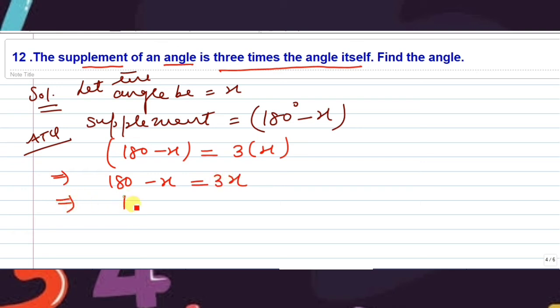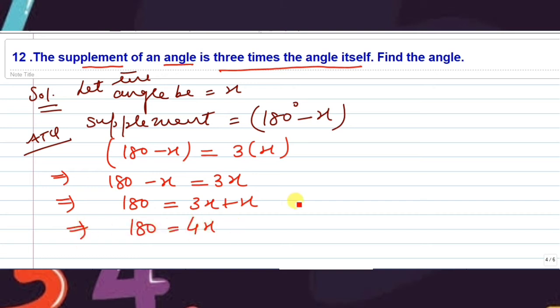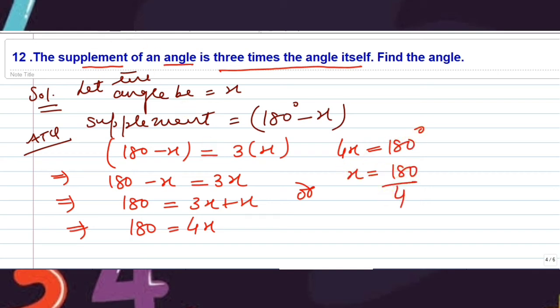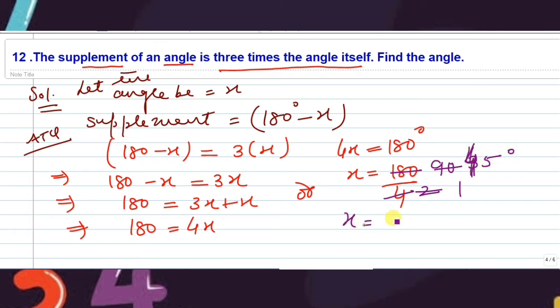Now you will transpose it. 180 equals 3x plus x. Here you can see 180 equals 4x, or you can say 4x equals 180 degree. So x equals 180 divided by 4. Now you have to cancel it. 2 twos are 4, 2 nines are 18, 0. 2 ones are 2, 2 fives are 10... it will come 45 degree. So x is 45 degree. So angle is 45. That is 3 times the angle itself.